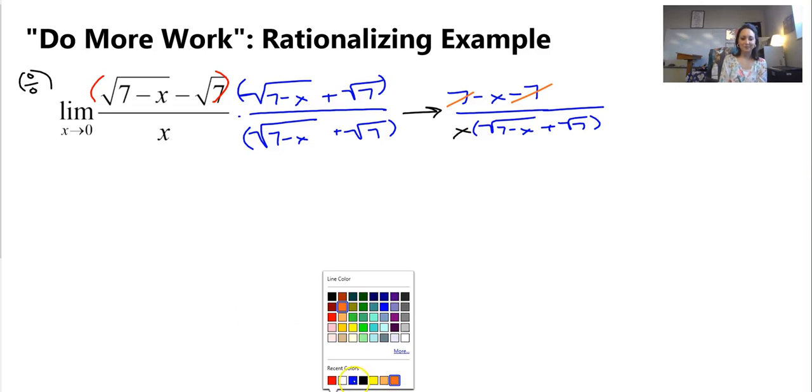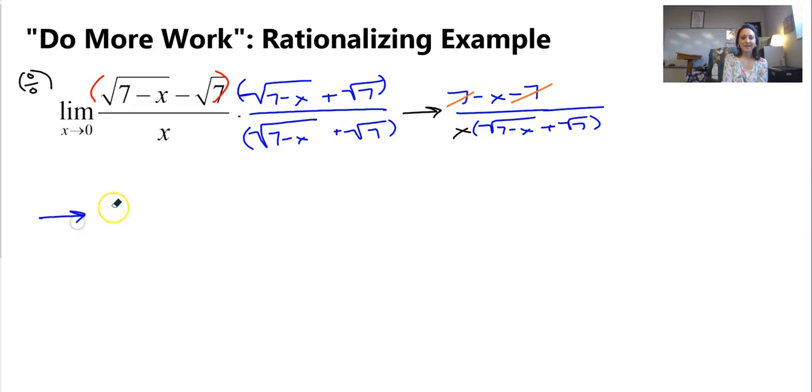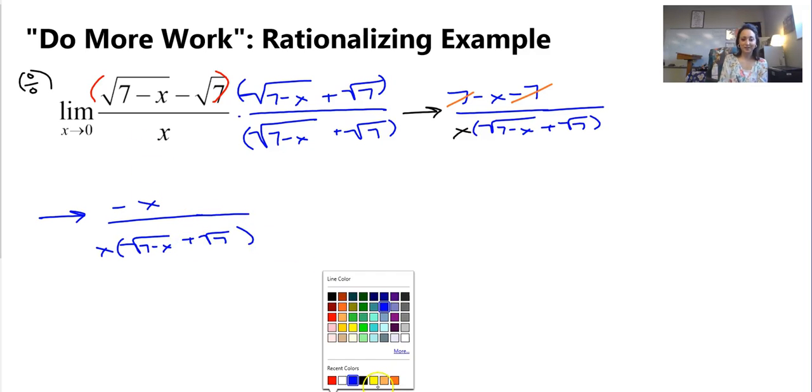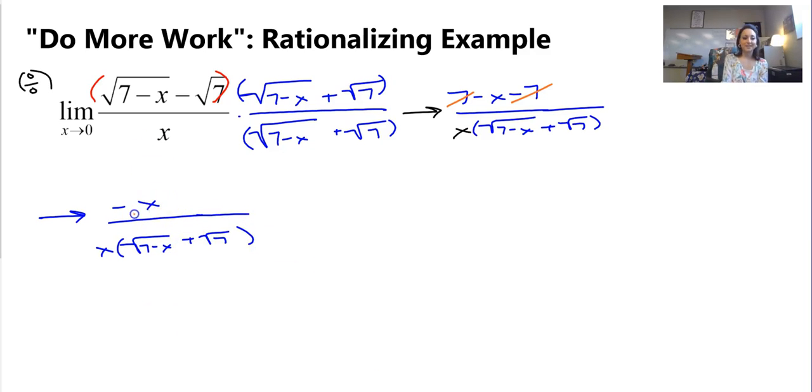So let's clean this up. We've got negative x all over x times the quantity square root of 7 minus x plus square root of 7. And now what I can do is take a look at this nice cancellation, because x divided by x is 1, so those go away. So cleaning this up even a bit more, I've got -1, don't lose that placeholder in the numerator, of the square root of 7 minus x plus square root of 7, right?